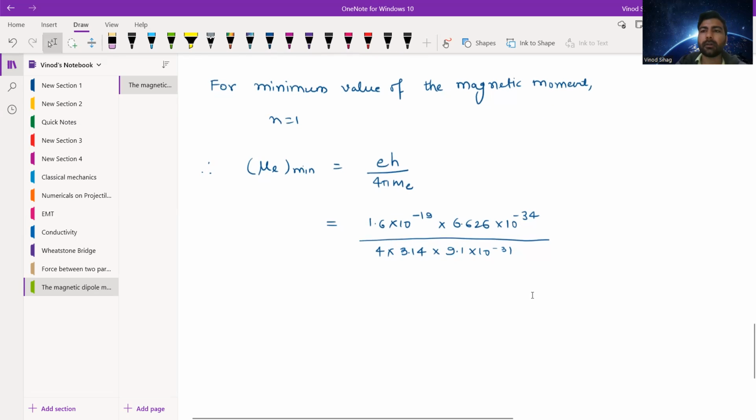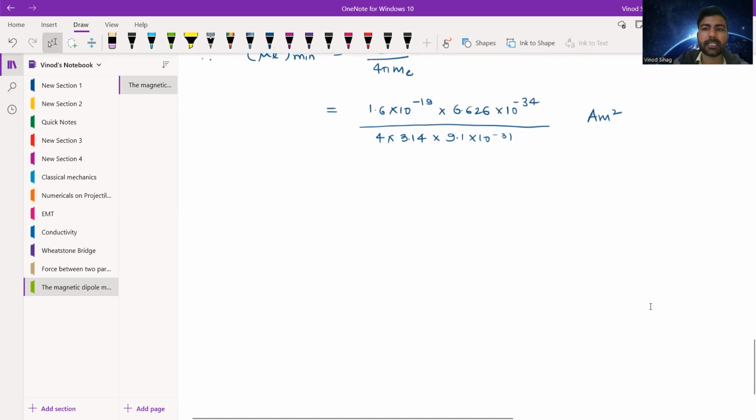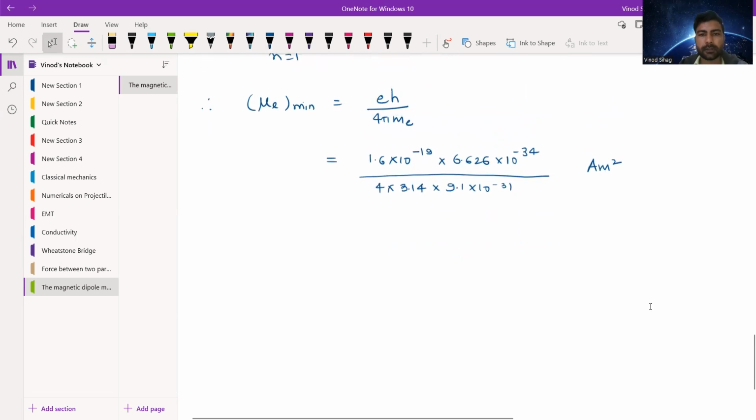And what is the SI unit of magnetic moment? It is ampere meter square. So it will be ampere meter square, because basically it is current into area only. So that's why it is ampere meter square. So its value, if we calculate, is 9.27 into 10 to the power minus 24 ampere meter square.